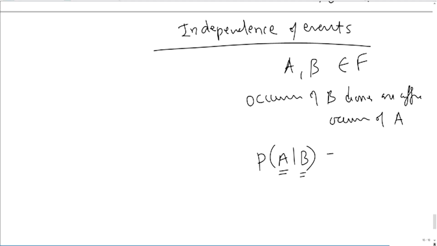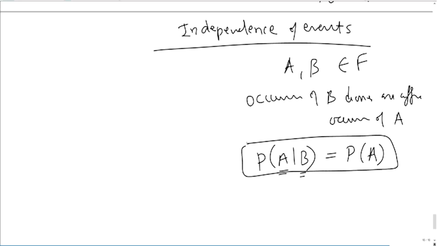Suppose probability of A given B is equal to probability of A. What does this statement mean? It means that probability of occurrence of event A does not depend on B at all, or is not affected by B at all. So when you are calculating conditional probability of A given B, it is the same as probability of A. So basically it is not affected by B at all. Conditional probability of A is the same as probability of A when there is, let's say, no condition of B. So A is not affected by B at all. This is exactly the condition of independence of events.